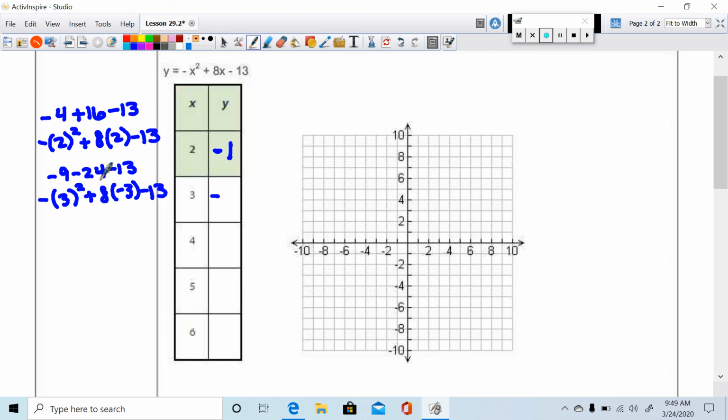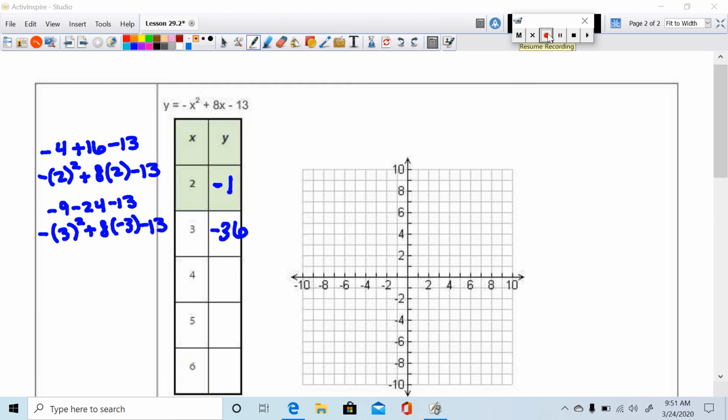That's a negative 23, negative 36. I apologize. I see what went wrong there. I was trying to figure out what I did wrong because I knew that number couldn't be right. I plugged in a negative 3 instead of a positive 3. So let's try that again.